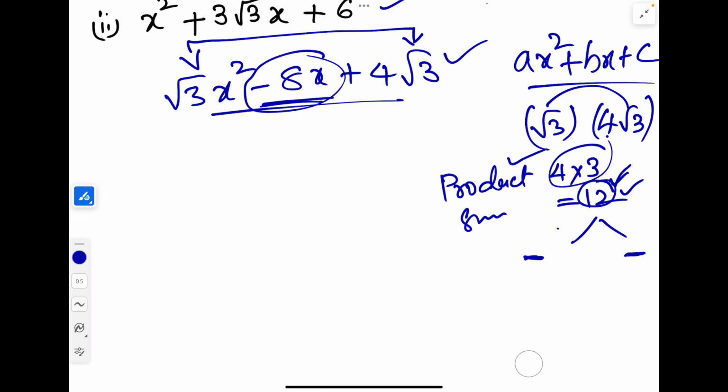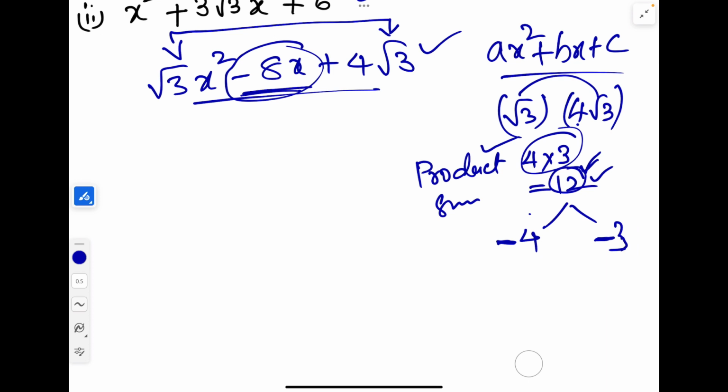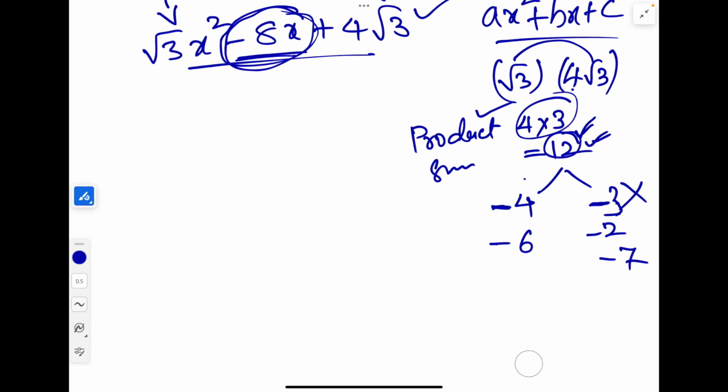Now what are the factors of 12? Here we have 4 and 3. But check, minus 4 minus 3 is minus 7. But our middle term is minus 8. So this is not the required factors which we want. The next factors for 12 are minus 6 minus 2. Okay. Minus into minus is plus, 6 2s are 12. Now check here, minus 6 minus 2 is minus 8, and here the middle term is minus 8. So this is the required factors we will use.